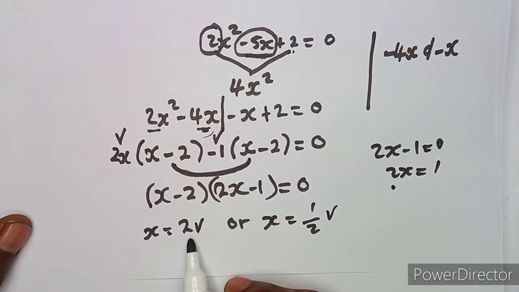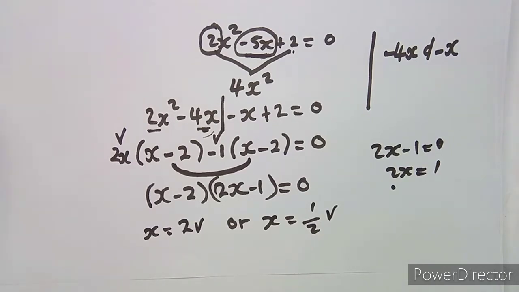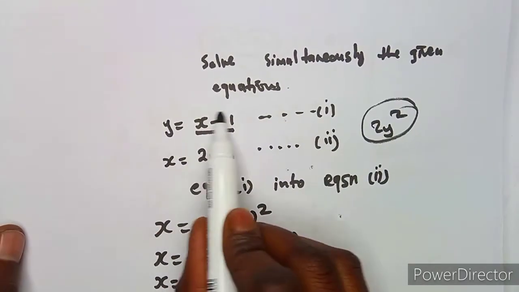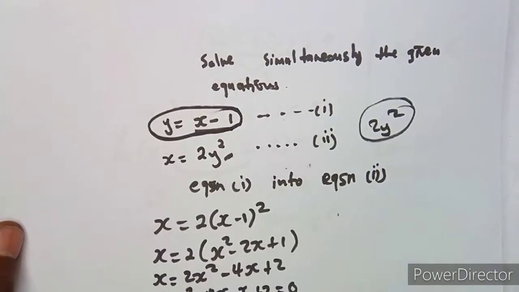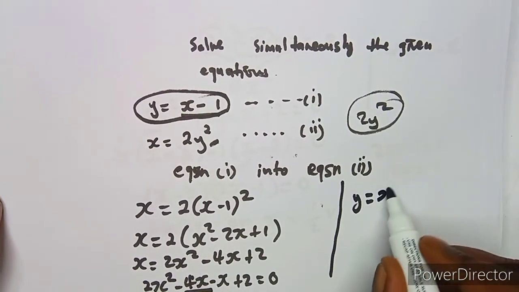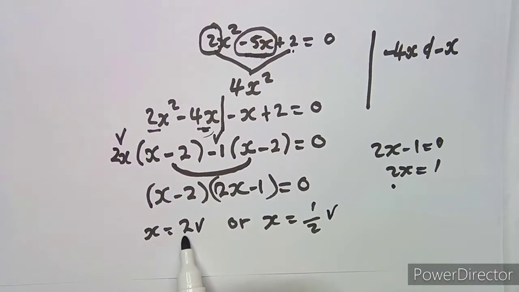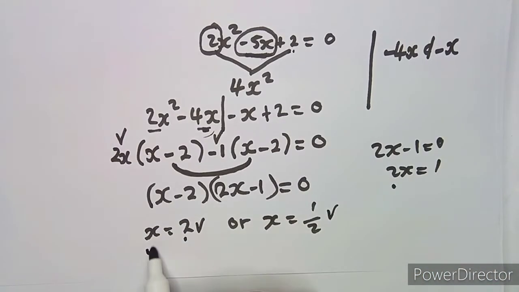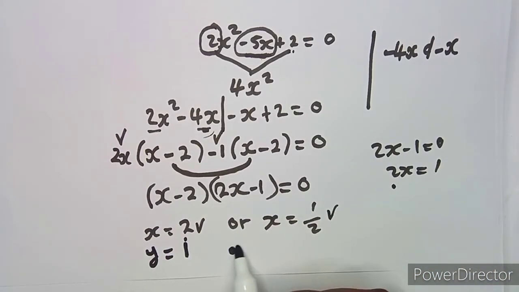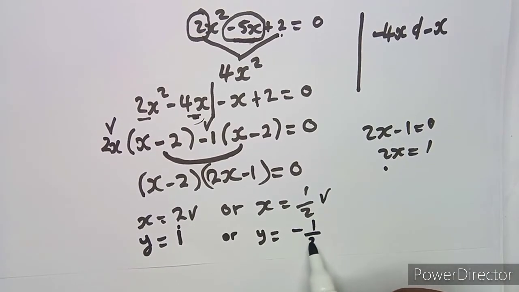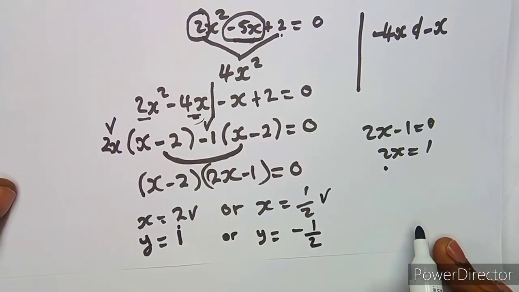So we're going to substitute these values now into any one of these equations. Since we've got the value of x, we want to find the value of y, so we can take advantage of this equation where y is already the subject. So using this equation, y is equal to x minus 1. Our x is 2, so when x is 2, y is going to be 2 minus 1, which is 1. So y is going to be 1 here. When x is a half, you substitute a half, that's going to be half minus 1, which is minus half. So these are the possible values that we are having.